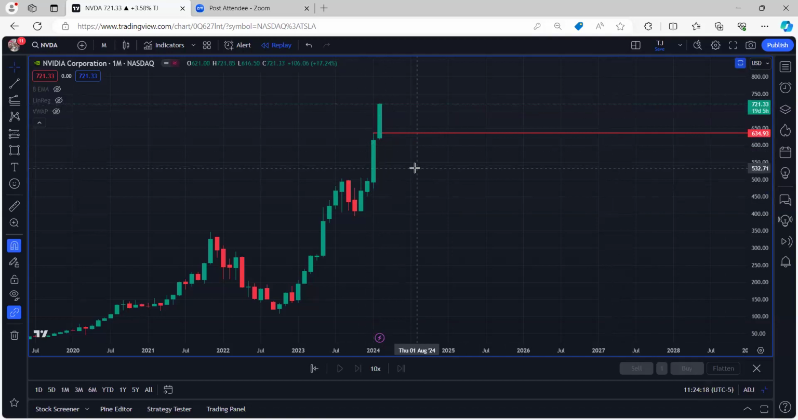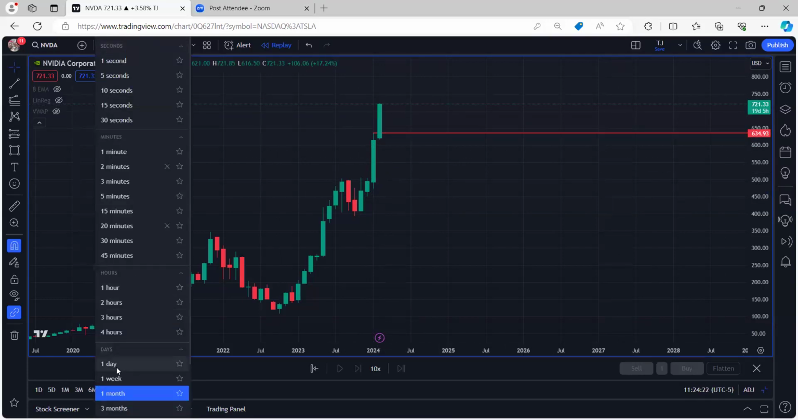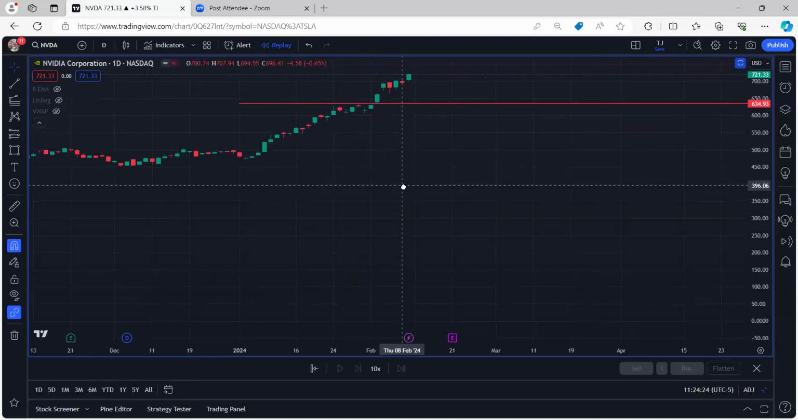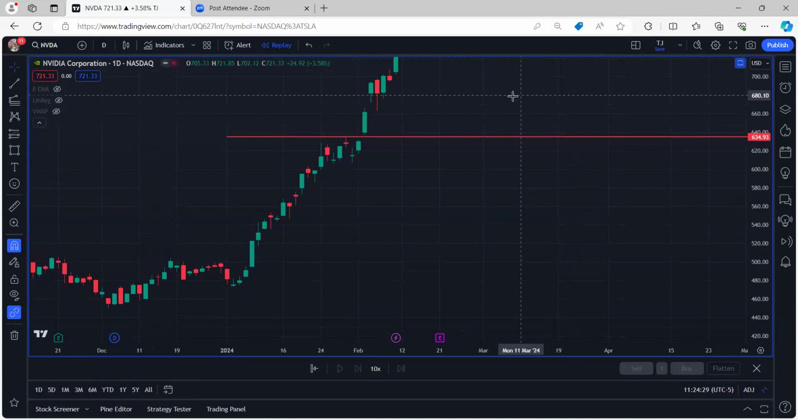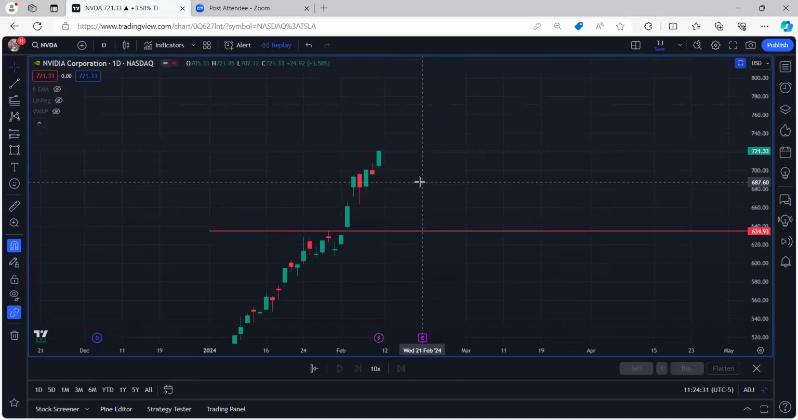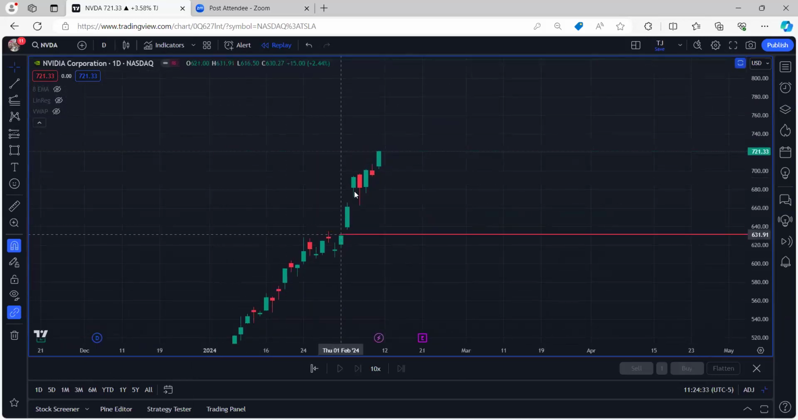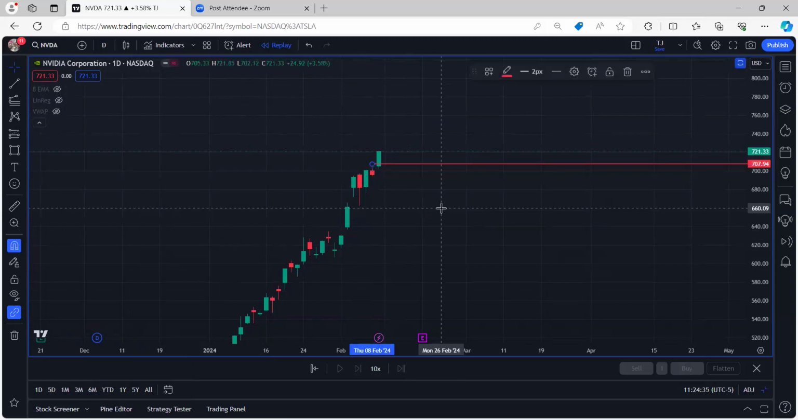Oh, not okay for swinging. I was looking at the daily. My bad. I got you. Daily and below is for day trading. Yeah, right. So daily and below is for day trading. But if you were looking at this for a day trade, then yeah, I'm waiting for 707.94.